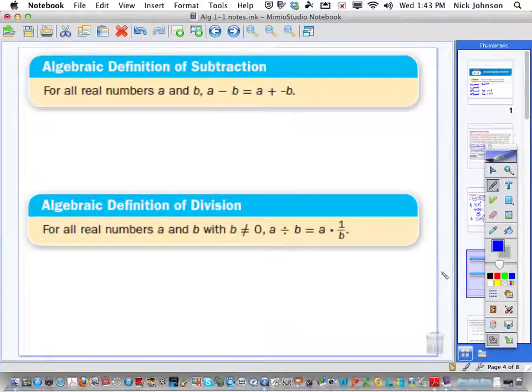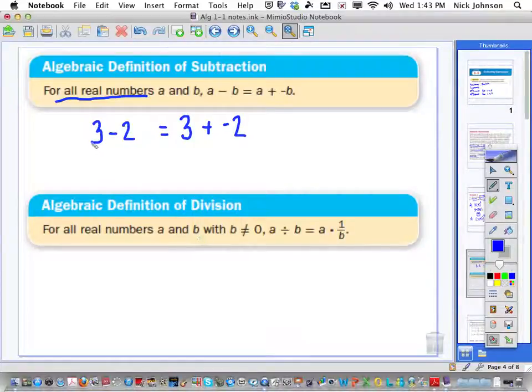Some properties that you all need to know and write down. Algebraic definition of subtraction. This says for all real numbers, that means any number you could put in for A and B, A minus B equals the same thing as A plus a negative B. So what they are saying is 3 minus 2 is the exact same thing as 3 plus a negative 2.